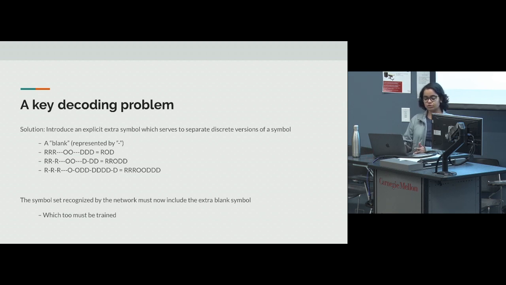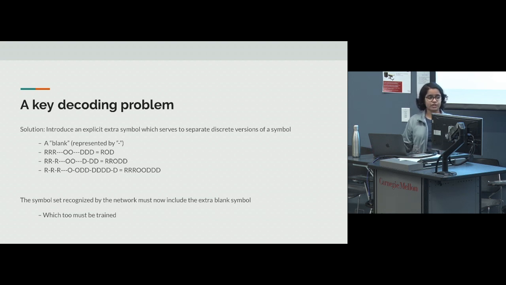So in the second example, if it is RR blank R, that would be two separate R's. So that is that the character R was extended. And similarly, when it's D hyphen DD, the D character was extended, and so what you get as an output is RRODD. Similarly, the third example.